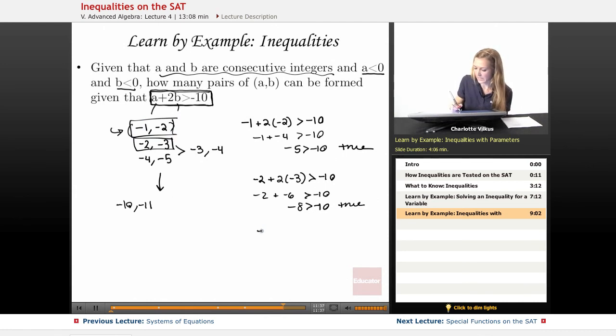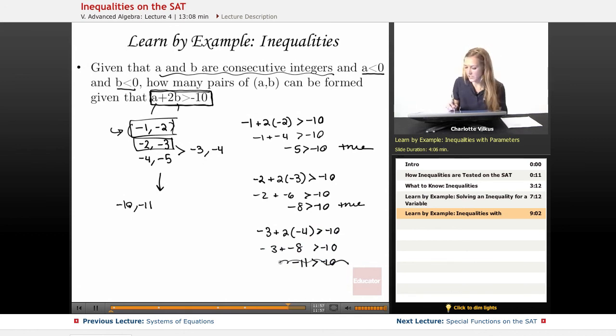So negative 3, negative 4. And here, negative 3 plus 2 times negative 4 is actually going to give me a number that's less than negative 10, because we're going to get negative 11. So this is not true, and this pair no longer meets the bounds that I've been given. So I only have two pairs of A and B, and that would be the answer here, is 2.